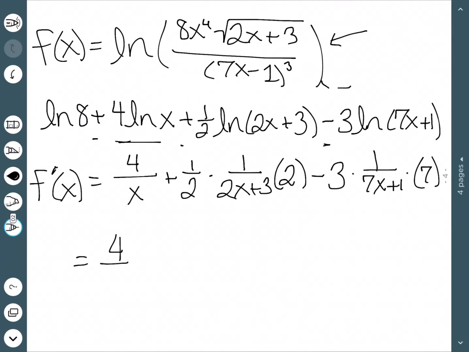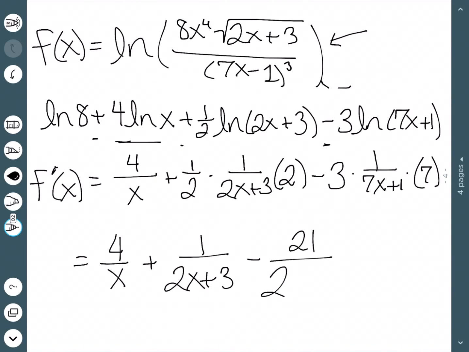So if we reduce this a little bit, I have 4 over x plus 1 over 2x plus 3 minus 21 over 7x plus 1. So using properties of logs to write these out and then using the derivatives of logarithms made this problem much, much simpler.